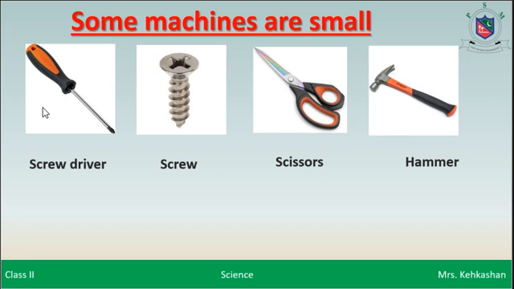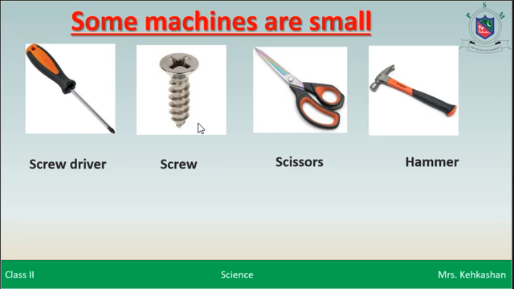This is a screwdriver. It is used to tighten or loosen the screw. This is a screw. It is used to hold two pieces together. This is the scissor. It is used to cut paper and cloth. And this is the hammer. It is used for hammering.